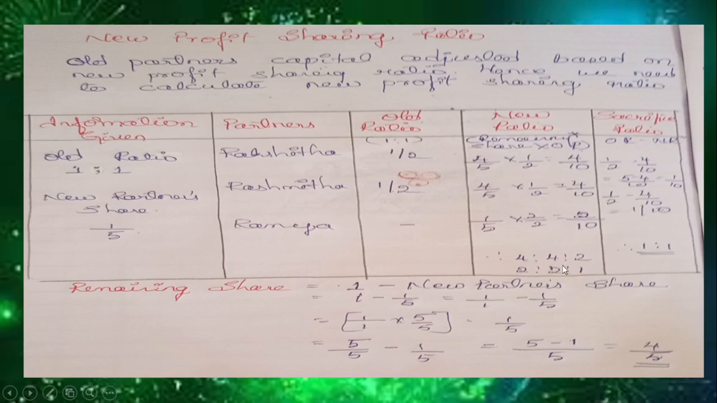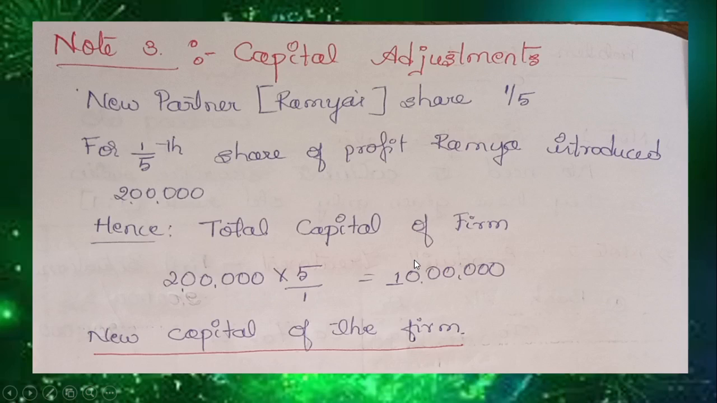4 is to 4 is to 2. So we can simplify this one. 2 ones are 2, 2 twos are 4, 2 twos are 4. So it is 2 is to 2 is to 1. The sacrifice ratio, we already assumed that it is the same as the old ratio. So here you need to consider the new ratio, that is 2 is to 2 is to 1. Once we complete the new ratio, we can find out the capital of the firm.